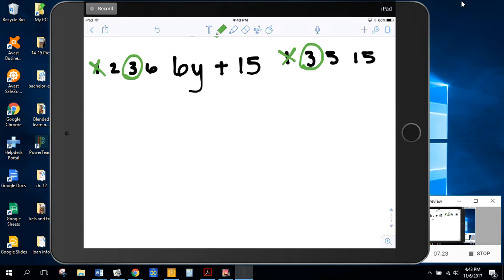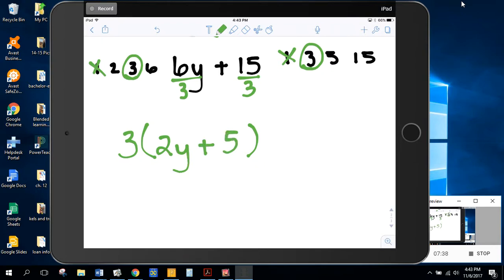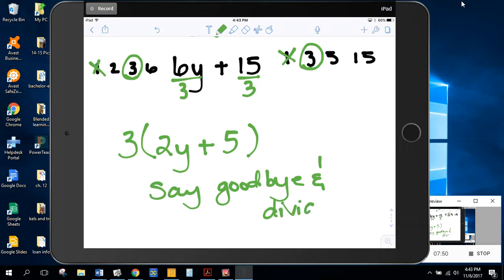So the 3 is going to say, see you later. He's going to leave. He exits the party. And then we have to divide everything by 3. So 6 divided by 3 is 2y, plus 15 divided by 3 is 5. So remember, when factoring, since it's the opposite of the distributive property, we're going to say goodbye and divide this time.